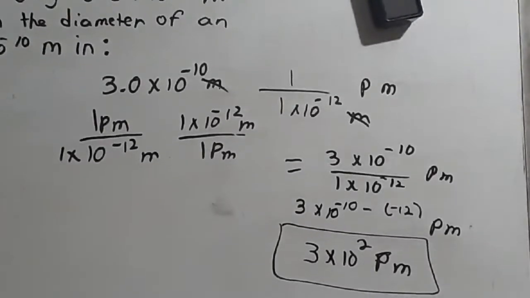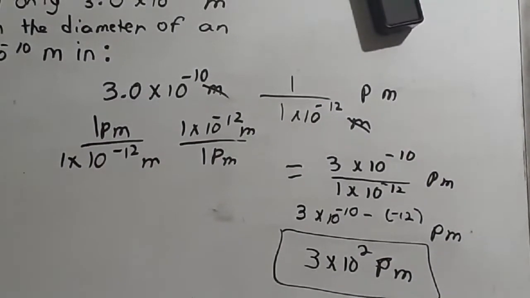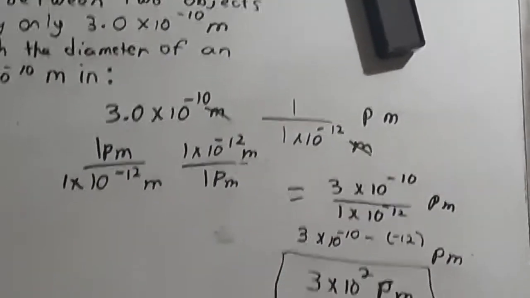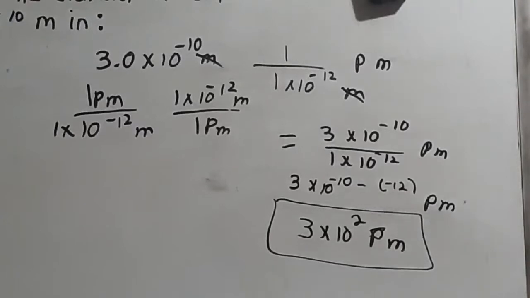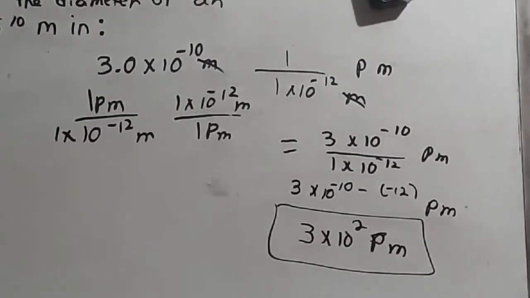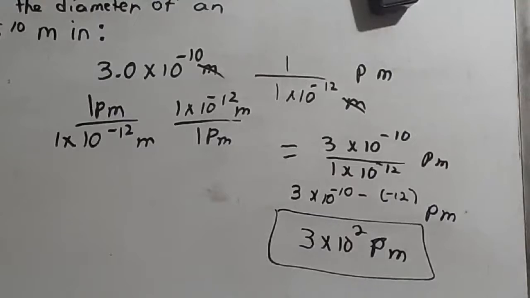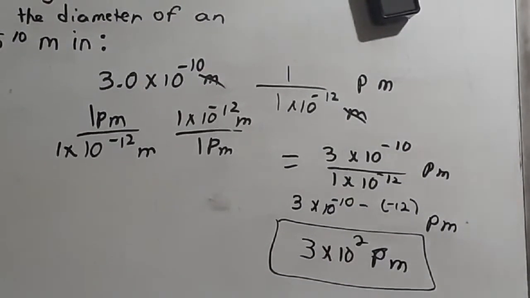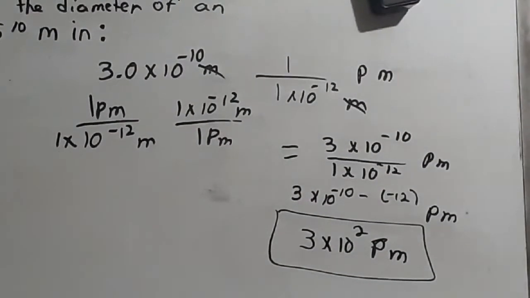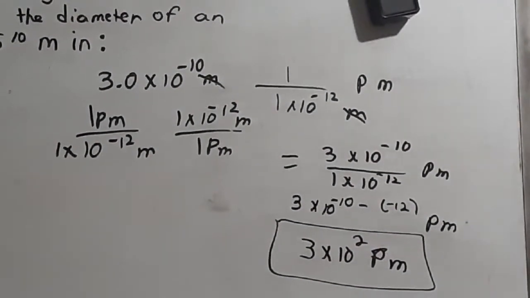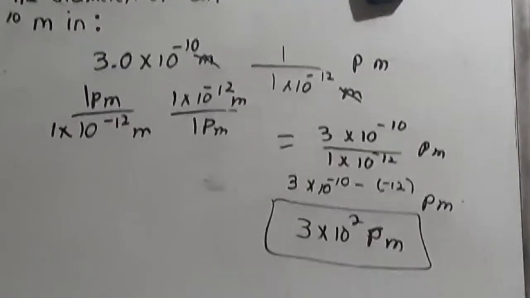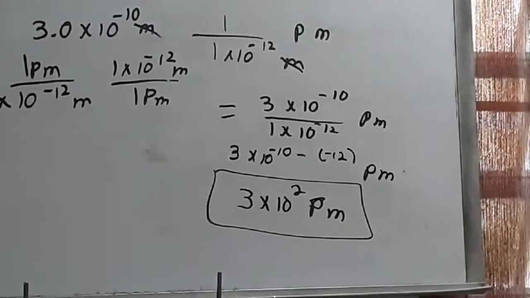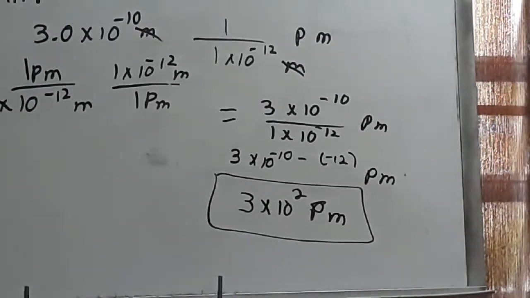Okay? So what I did was I used the ratio in which meters is my denominator, and that way I can cancel out my meters with my meters. So what I did was I have 3 times 10 to the power of negative 10 meters over 1 times 10 to the power of negative 12 meters. After that, I canceled out my meters with my meters, and I multiplied 3 times 10 to the power of negative 10 times 1, which is the same number. Then I divided 3 times 10 to the power of negative 10 over 1 times 10 to the power of negative 12. 3 divided by 1 is 3.